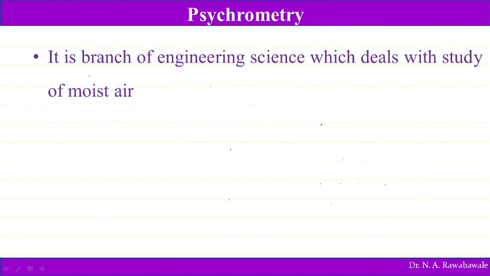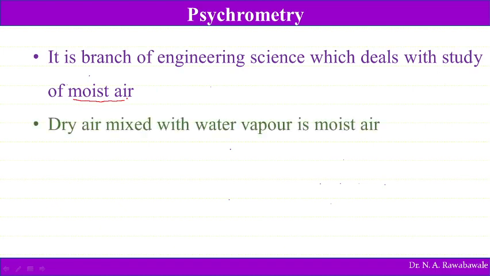What is psychrometry and how are these terms defined in psychrometry? Psychrometry is a branch of engineering science which deals with the study of moist air. What is moist air? Air which contains water vapor in suspension is known as moist air. Dry air mixed with water vapor, that is, air plus water vapor, is nothing but moist air.